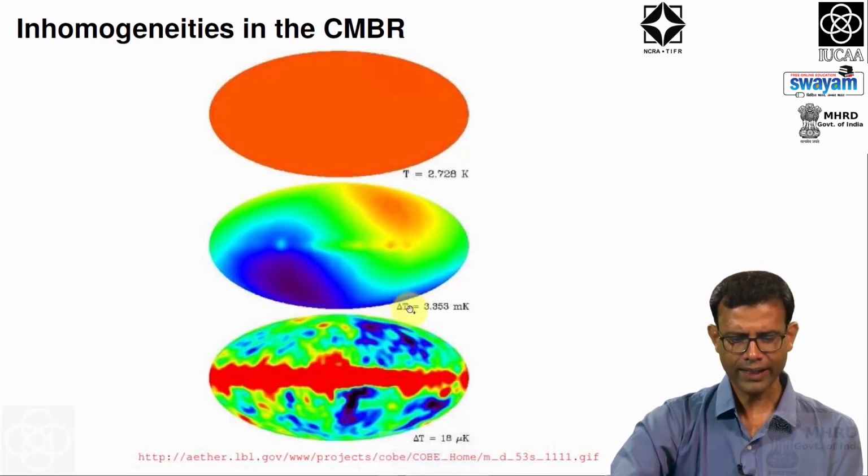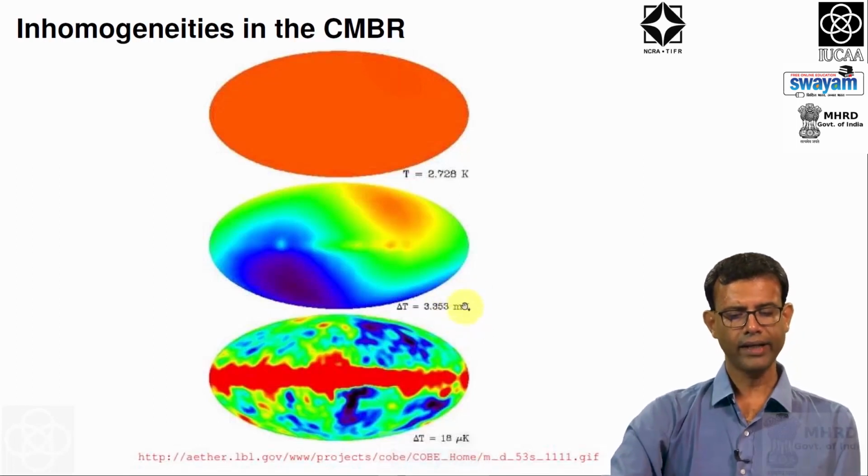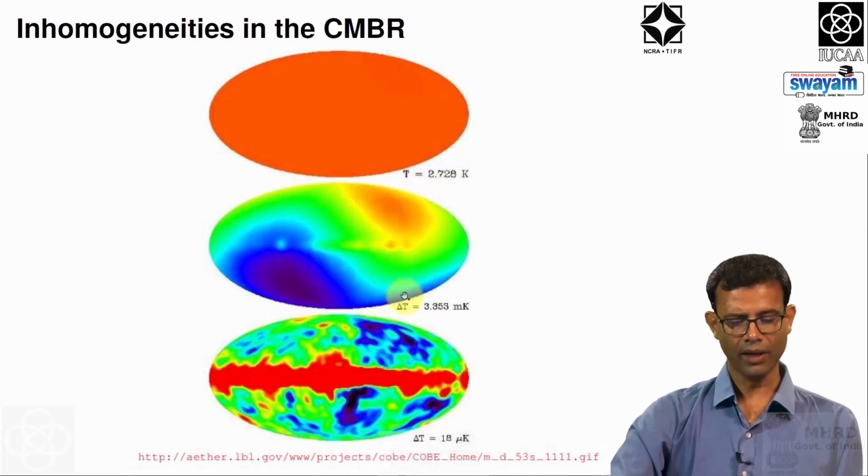Now, the delta T, the difference in temperature between the hotter and cooler regions, is of the order of millikelvin. Remember, the temperature of the CMB is somewhere around 3 Kelvin. This is like 1000 times smaller. So, if you observe with a very insensitive telescope, you will not see this inhomogeneity, but if you are careful enough, you will see this. Again, this was observed by COBE.